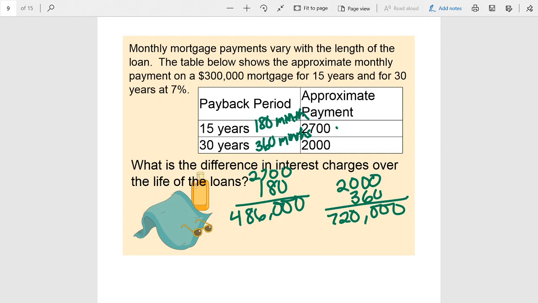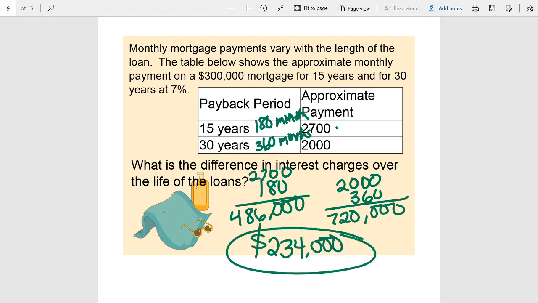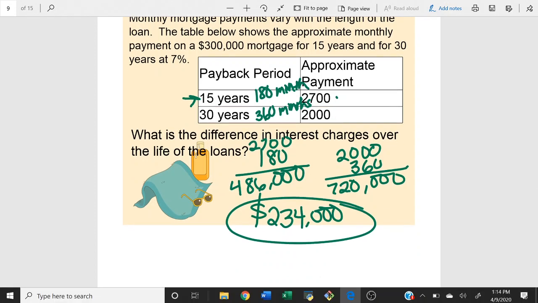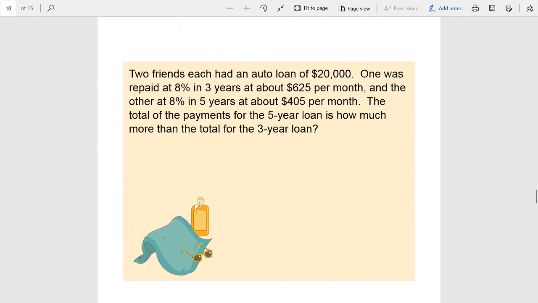And when we do actually find the difference between the two of these, by subtracting, of course, you will see that there is a difference of $234,000. That's why I say it is amazingly different if you can choose the 15 years. If you can afford doing $2,700 a month, you will save $234,000. All right, just a couple more here. I think 2, maybe 3.